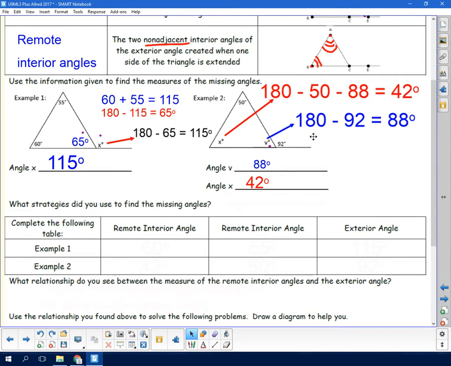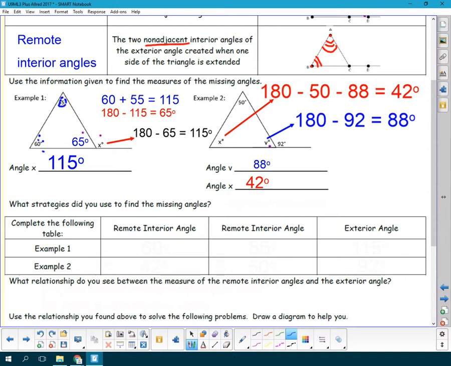Okay, what we're going to do now is fill out the little table there in the middle, and Edpuzzle might ask you a couple questions along the way while we do that. If you look at example 1, you got two remote interior angles. Those are the two non-adjacent interior angles of the exterior angle. I know I'm saying lots of words, but the two remote interior angles for the first problem would be this guy and this guy.